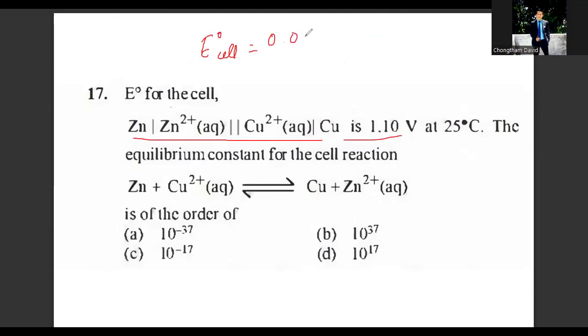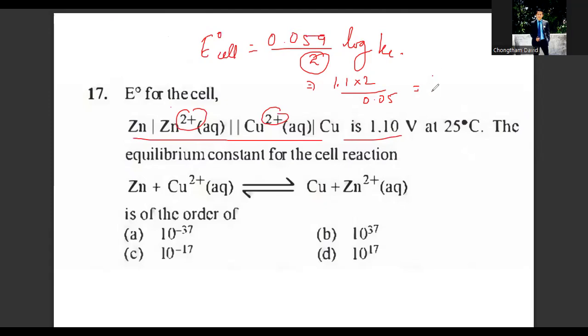To solve equilibrium constant, divided by this is the number of electrons that is involved here. So we have 2 log of equilibrium constant Kc. Find the answer from this. You're going to get, let us see. If I substitute the value of this cell potential 1.1 here, after cross multiplication, 2 divided by 0.05 log of Kc. Remember this log of Kc, you need to find the antilog.